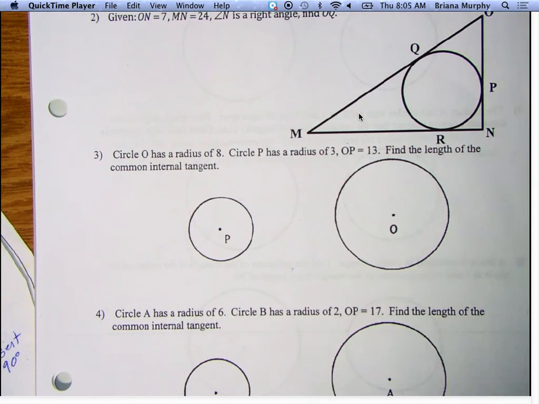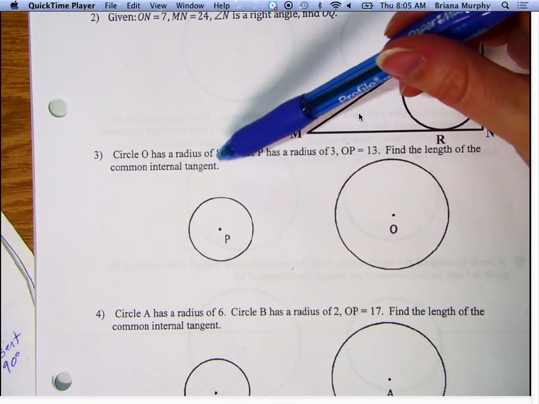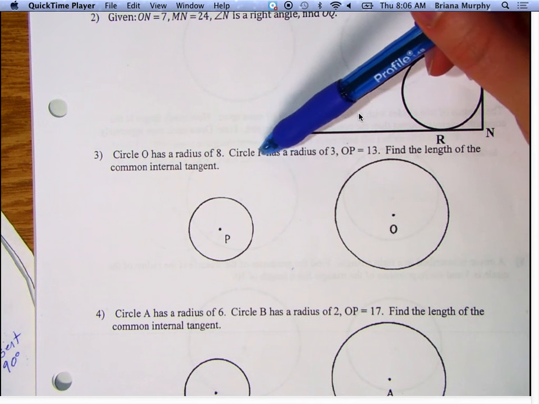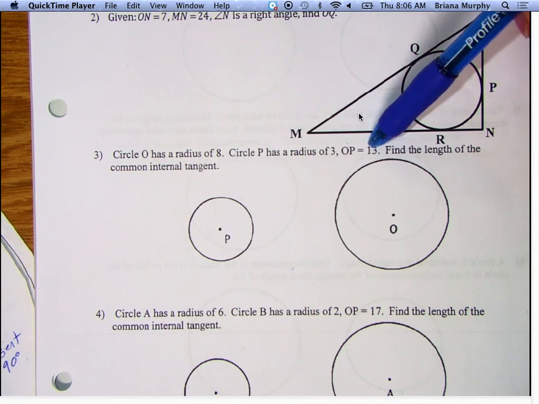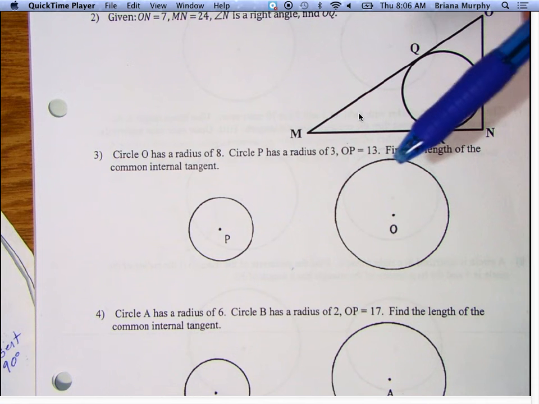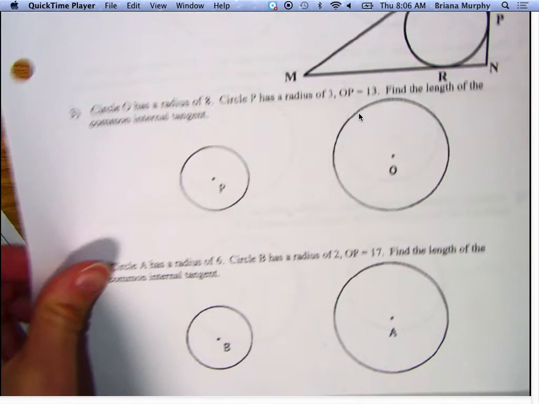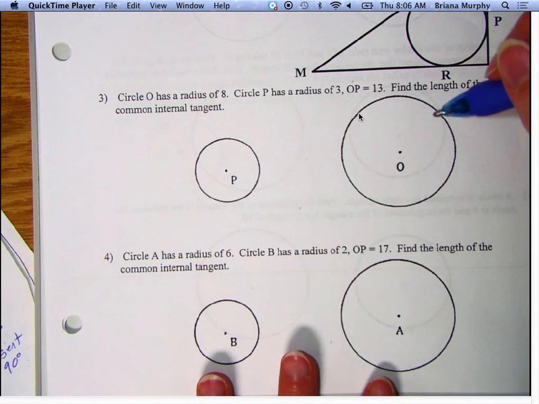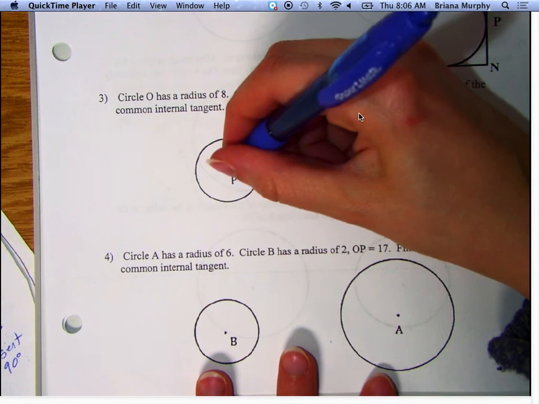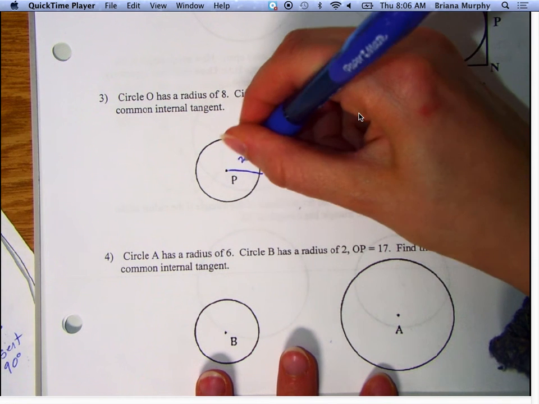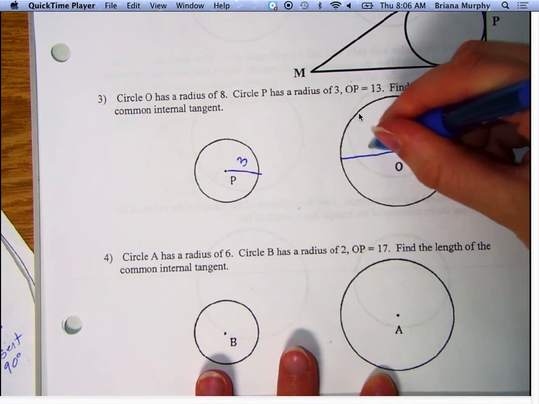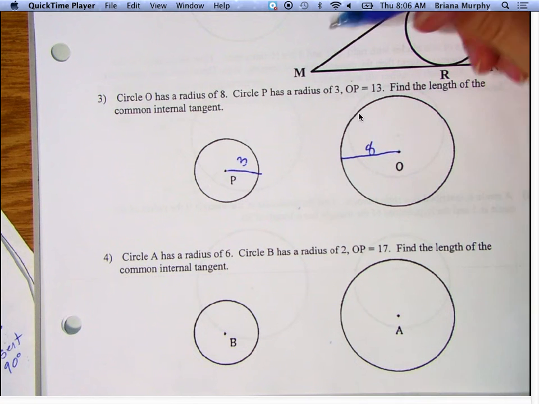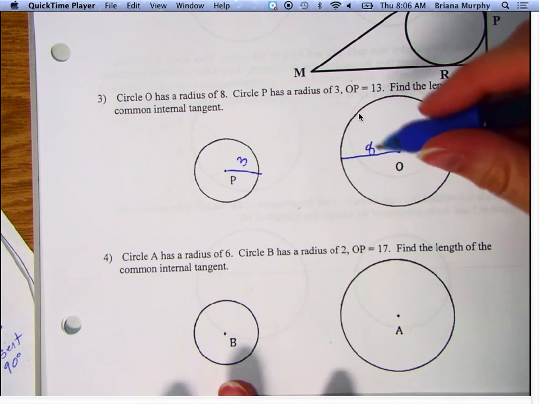Okay? So this is the new stuff. Circle O has a radius of 8, and circle P has a radius of 13. Find the length of the common internal tangent. Okay, so let's do this. Circle O has a radius of 8, and circle P has a radius of 13. P is 13, O is 8, O to P is 21.